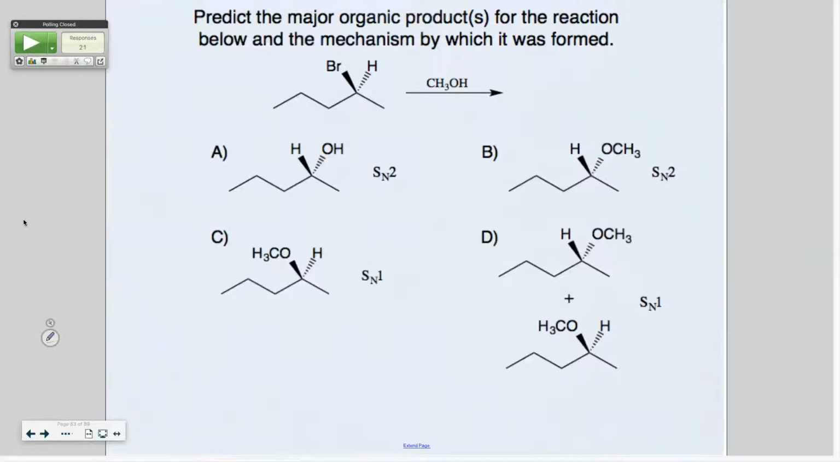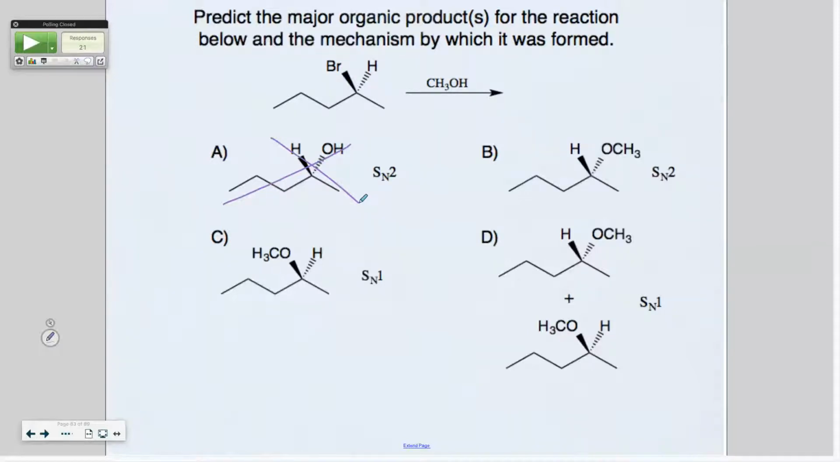Okay, I'm quite proud that no one picked A. I'm just going to tell you. Why am I proud that no one picked A? Because what are you going to put on the molecule in place of the bromine? An OCH3, not an OH. Okay.